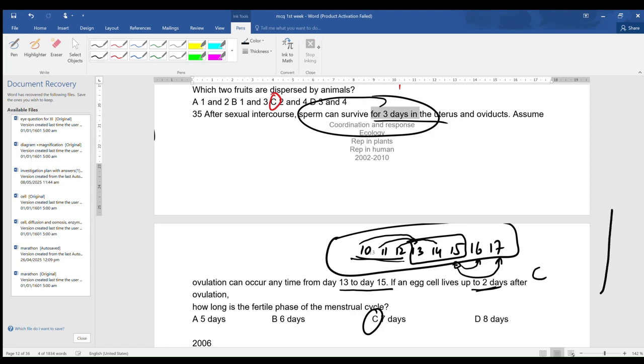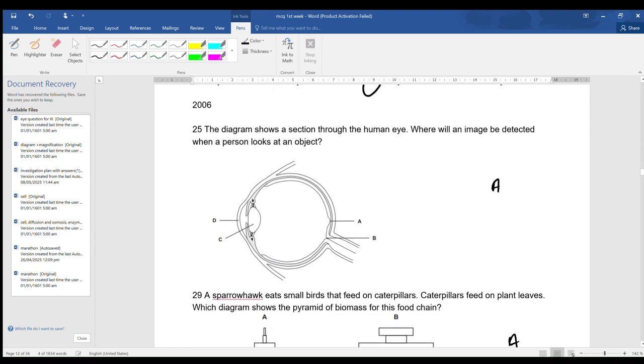Now next, 2006, the diagram shows a section through the human eye. Where will the image be detected when a person look at an object? What is D? D is cornea. What is the function of cornea? It refract light. It is a transparent structure which refract light. C is lens. The function of the lens is to focus the light rays on the retina.